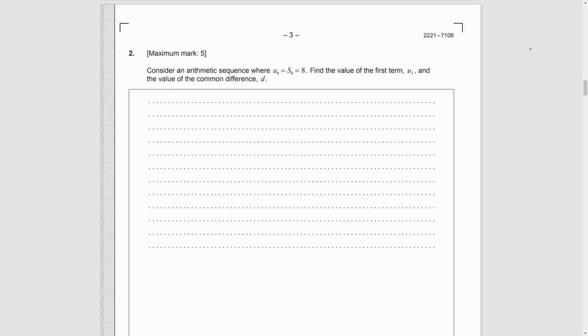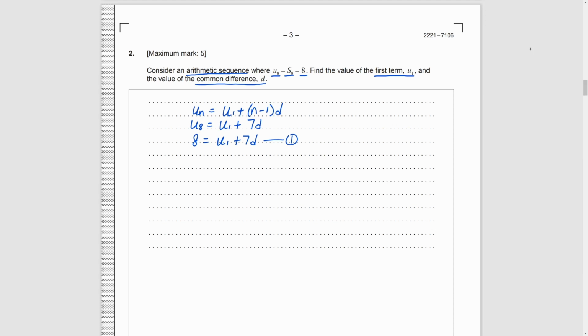Question 2. Here is an arithmetic sequence where the 8th term and the sum of the first 8 terms are also 8. We need to find the first term and the common difference. Obviously, we need to set some equations by this. By the general formula of AS, u_n is u_1 plus (n minus 1) times the common difference. Then we can substitute 8 for u_n and n. After simplifying it, we get one equation.